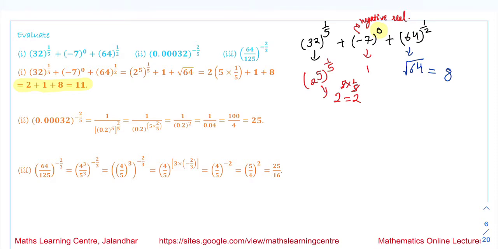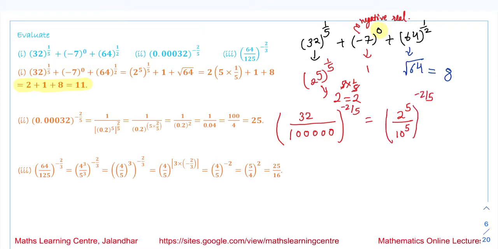Next, in the second part, it is 0.00032 raised to the power minus 5 by 2. To solve this, first write it as 32 over 1 followed by 5 zeros: 1, 2, 3, 4 and 5 zeros. And the power over here is minus 2 by 5. So you can write 32 as 2 raised to the power 5 and the denominator as 10 raised to the power 5, whole raised to the power minus 2 by 5.